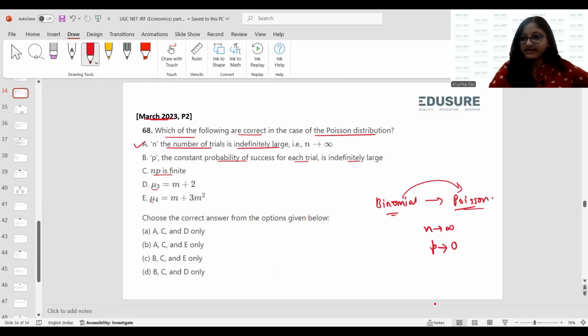The number of trials is indefinitely large. That is true. The second option is false because the constant probability of success, they have given, should be indefinitely large, but that is not the case. It should be indefinitely small. It should go towards 0.